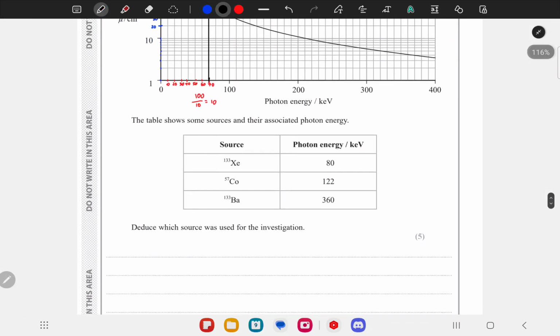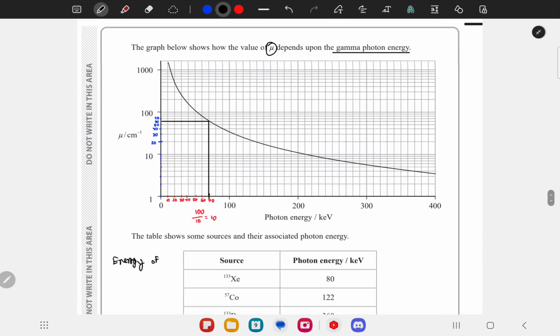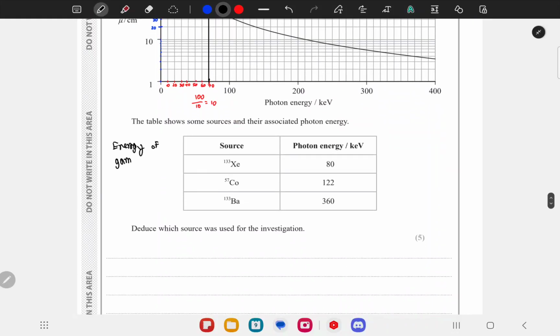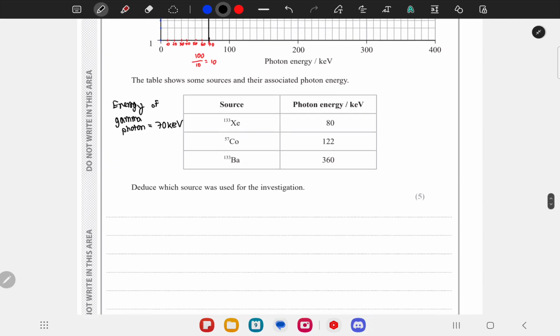So the energy of the gamma photon equals 70 kilo electron volt. This is closest to xenon, which has a photon energy of 80.